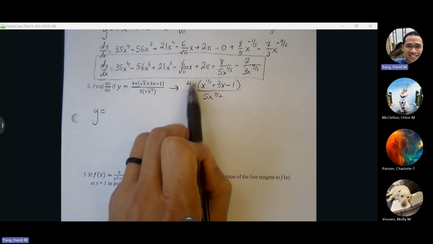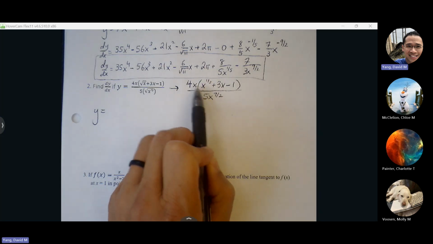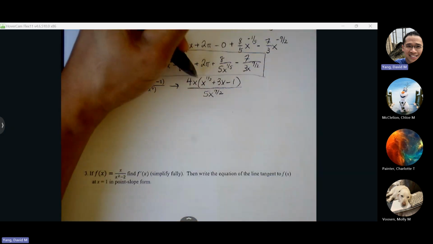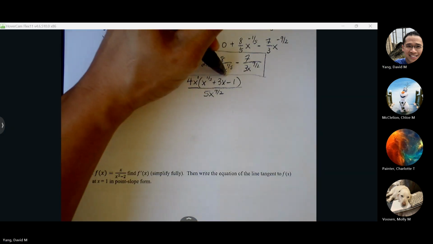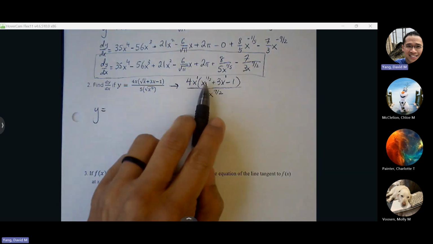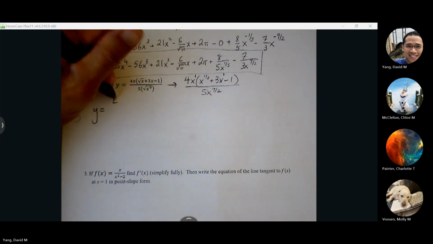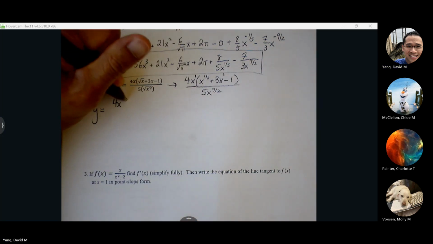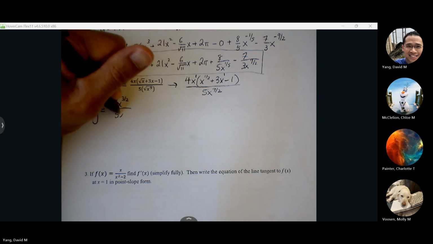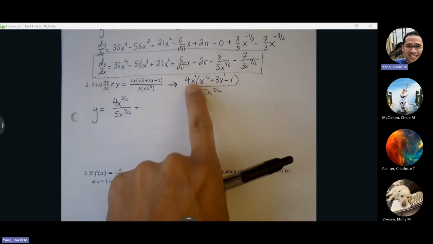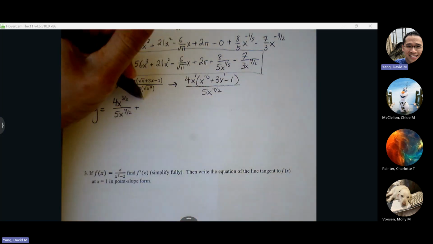So as I multiply the 4x through, remember, if you multiply variables, you're going to end up adding exponents. So there's a hidden 1 here, 1 here as well. So 1 plus 1/2 is the same thing as 2 over 2 plus 1 over 2, which is 3 over 2. This becomes 12x squared.